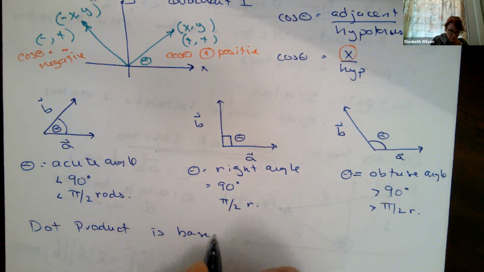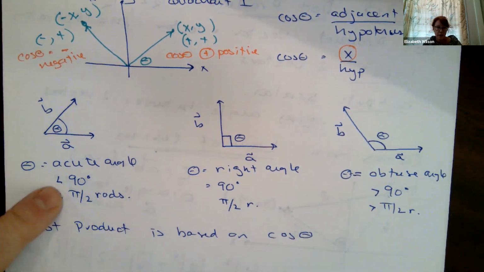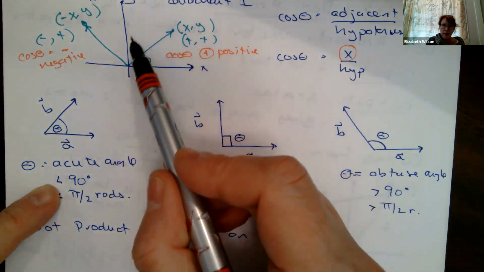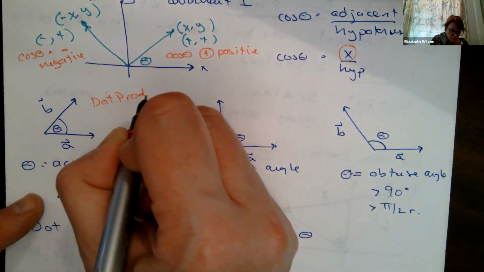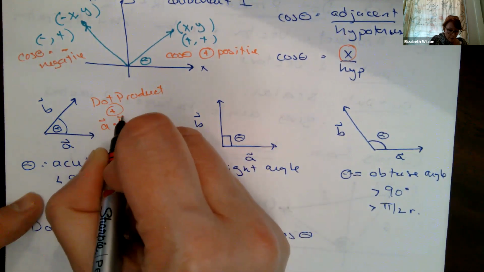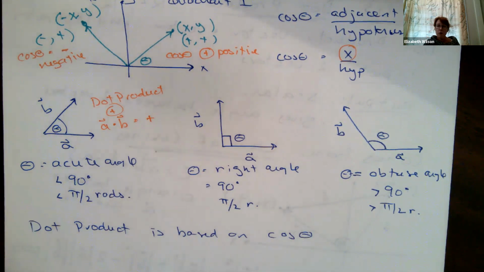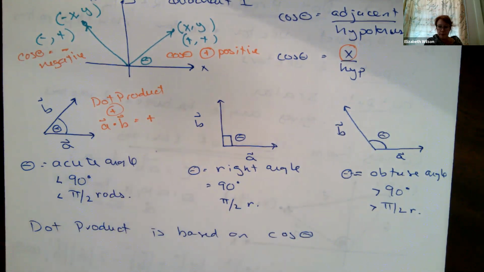Now our dot product is based on the cosine of theta. So let's think about what's happening. Angles that are less than 90 degrees put us solidly in quadrant 1. That means that our dot product is going to be a positive number. So I would say A dot B is equal to some positive number. When I do the dot product and want to know if the angle between them is acute, right, or obtuse, I can take the dot product and see whether it's positive or negative.